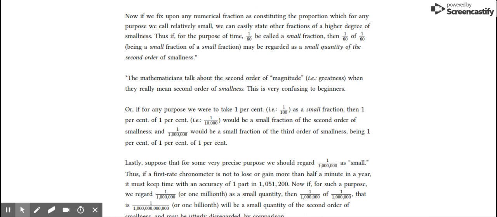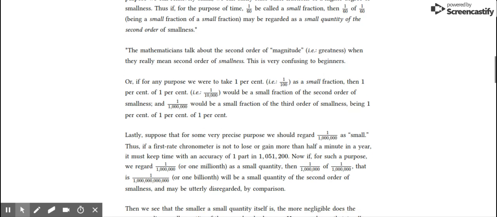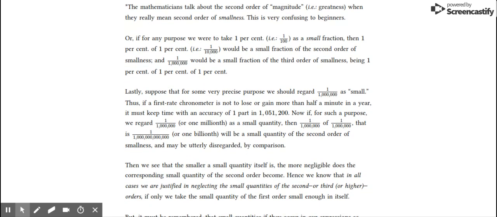Now, if we fix upon any numerical fraction as constituting the proportion which, for any purpose, we call relatively small, we can easily state other fractions of a higher degree of smallness. Thus, if, for the purpose of time, 1/60th be called a small fraction, then 1/60th of 1/60th, being a small fraction of a small fraction, may be regarded as a small quantity of the second order of smallness. The mathematicians talk about the second order of magnitude, i.e. greatness, when they really mean second order of smallness. This is very confusing to beginners.